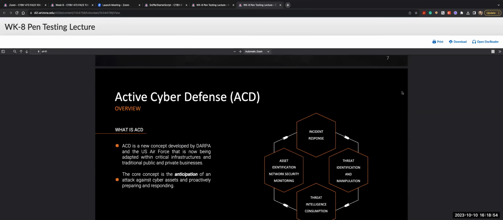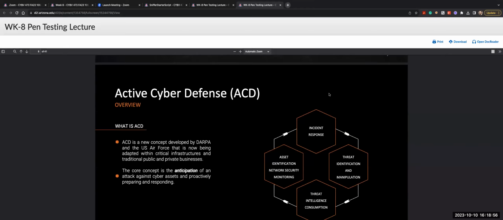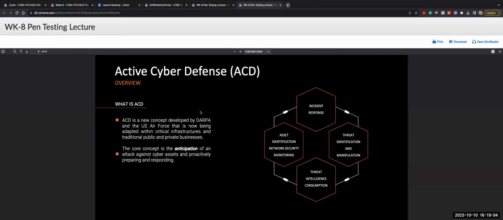All right, so active cyber defense. It's a new concept developed by DARPA and the US Air Force, and this is being implemented into infrastructure. And essentially what this has to do with pen testing is you only know what you don't know, right?